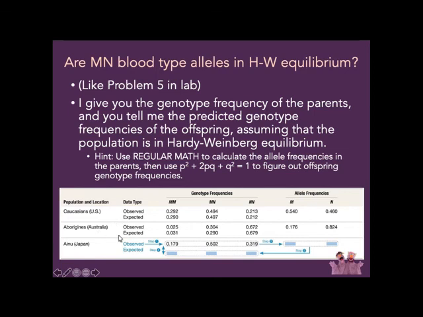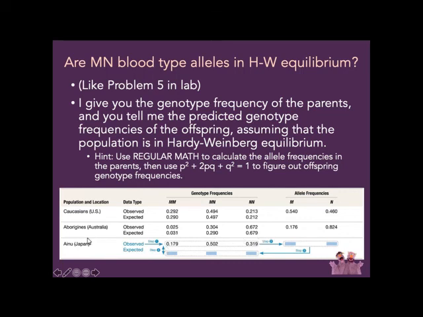In Australian Aboriginal people, they had observed these genotype frequencies. They calculated the alleles, and then they calculated the expected genotype frequencies if the population were in Hardy-Weinberg equilibrium. So does that match? Sort of. It's a little bit off, but it kind of matches. We'd have to use statistics to determine if it's different enough to be considered different.